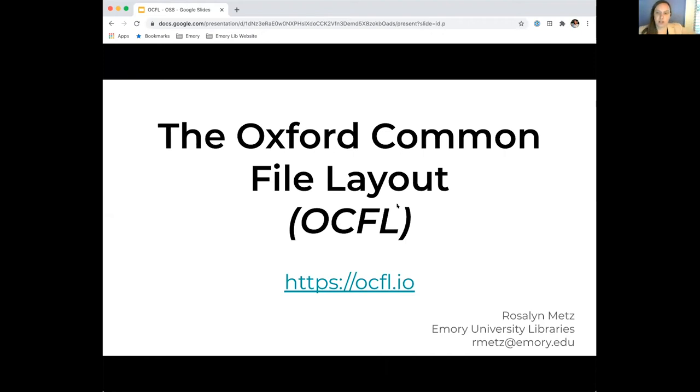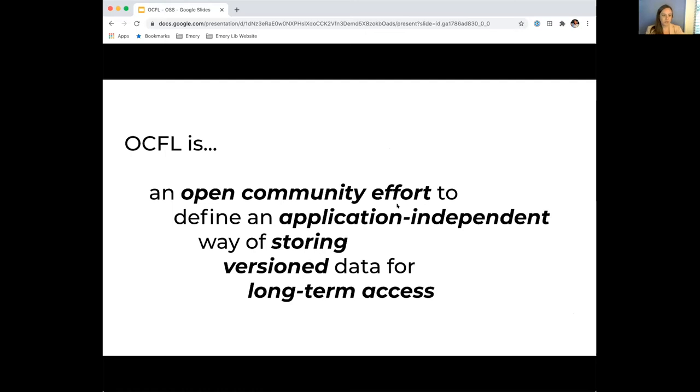So I'm here to talk about the Oxford Common File Layout, or OCFL. As Melanie noted, my name is Rosalyn Metz, and I am the Associate Dean for Library Technology and Digital Strategies at Emory. So the Oxford Common File Layout, or OCFL, is an open community effort to define an application-independent way of storing version data for long-term access.